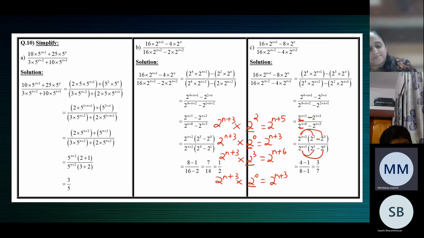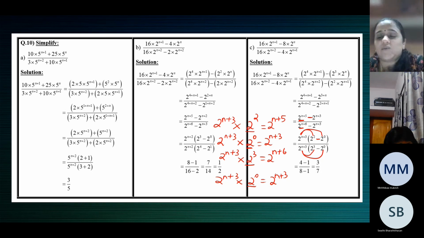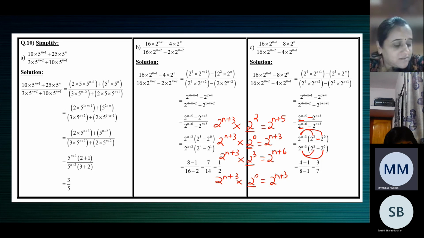Yes, ma'am. We should cancel it, ma'am. What, ma'am, cancels? 2 power n plus 3 is on the numerator and denominator, ma'am. It is same in the numerator and denominator, so we can cancel it, ma'am. Correct. Correct.